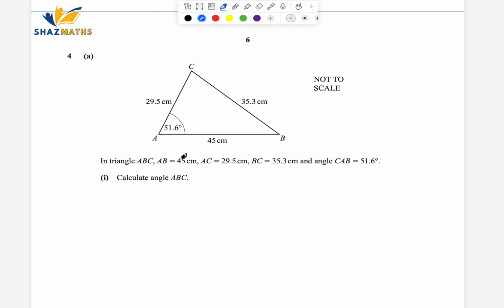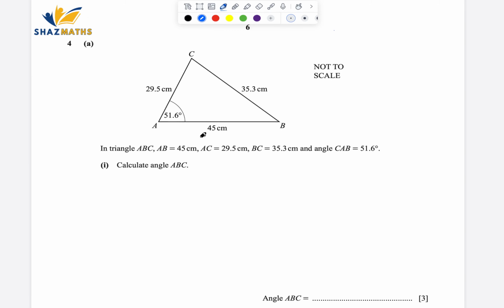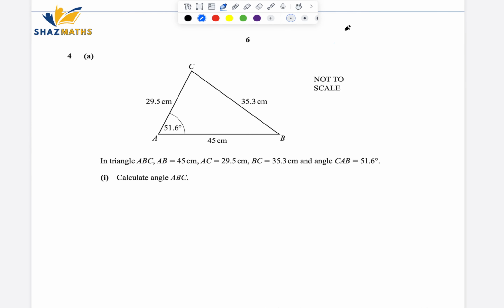Question number 4, it's a triangle. I can see I have to find some angles. Straight away the topic that came into my mind was trigonometry. Okay, and it's not a right angle triangle. That means it's not simple trigonometry. It would be further trigonometry. Okay, so I'm just going to write further trigonometry for you guys.